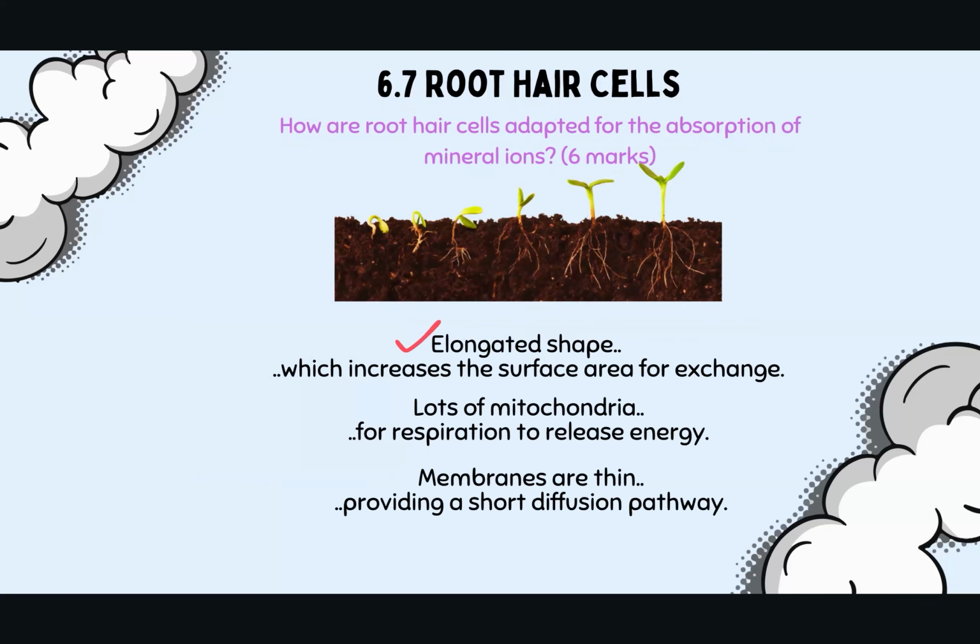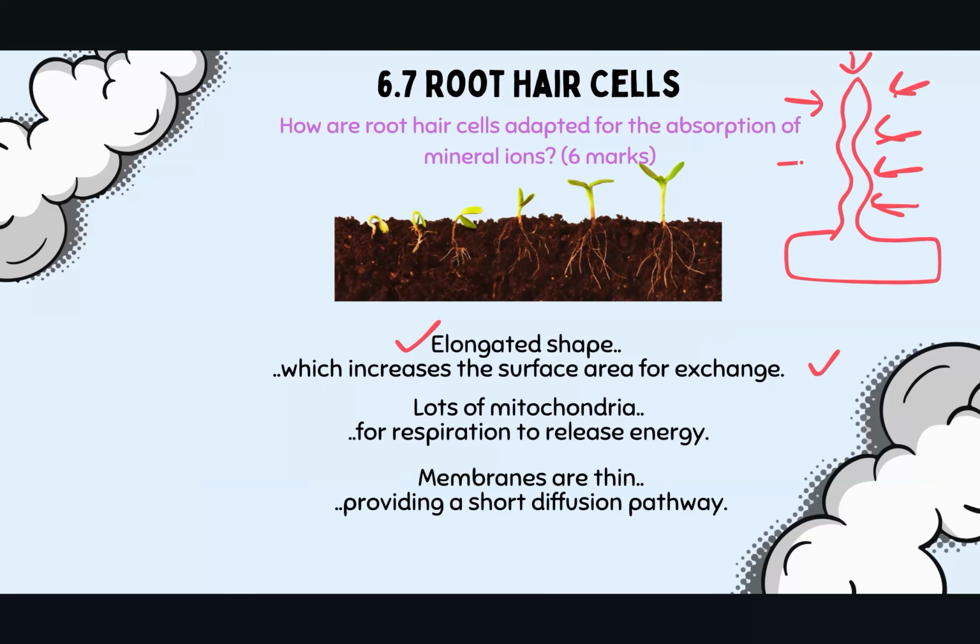Number one, they have an elongated shape. So what we're doing here is we're describing it, then we're explaining the benefit of it. Elongated shape, which increases the surface area for exchange. It means the actual root hair cell has all of this space to uptake in water through osmosis. It has lots of mitochondria for respiration to release energy, and that's for things like nitrates because they are actively transported into the cell, like I said at the beginning of this session.